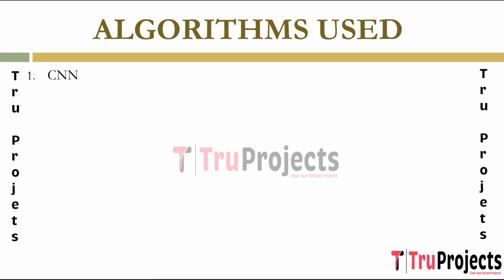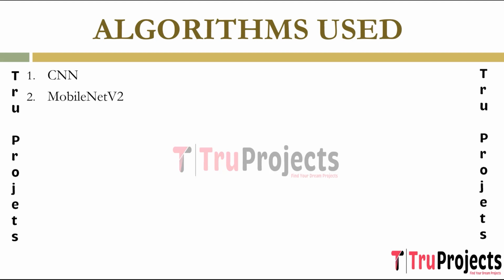CNNs are deep learning models specifically designed for processing structured grid data such as images. They consist of multiple layers of convolutional and pooling operations, followed by fully connected layers for classification. CNNs are commonly used for image classification tasks due to their ability to automatically learn hierarchical features from the raw pixel data, making them well suited for distinguishing between real and fake faces based on visual features.